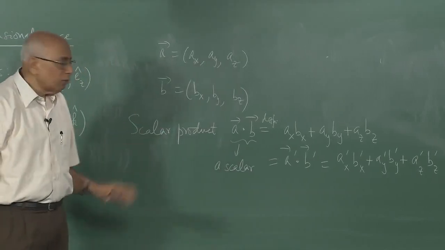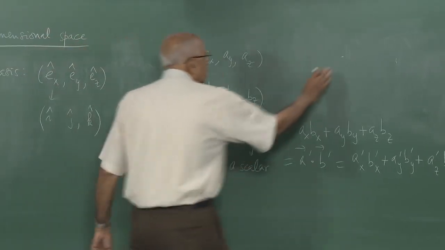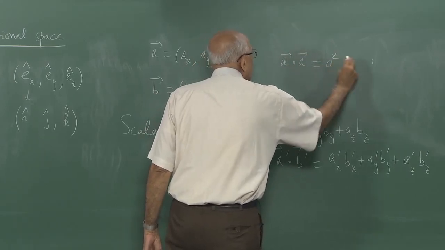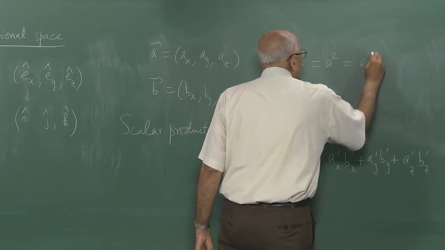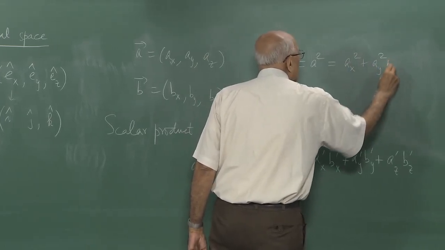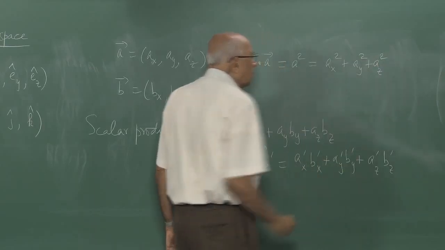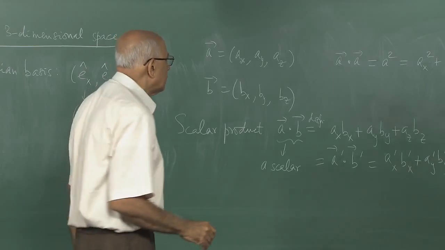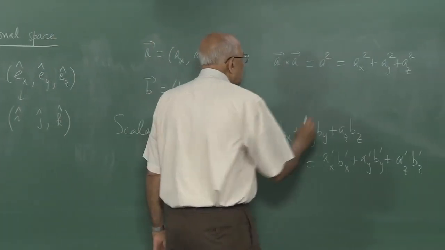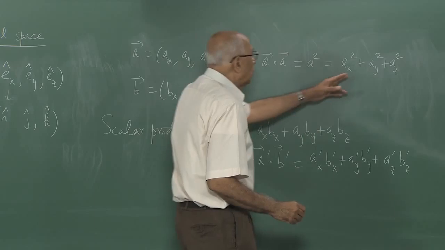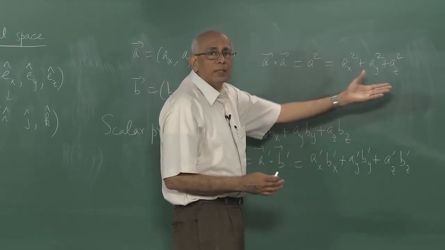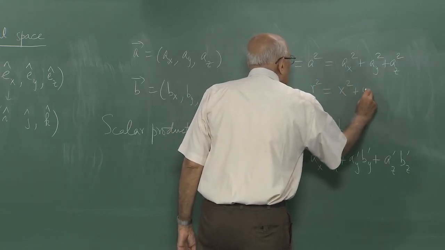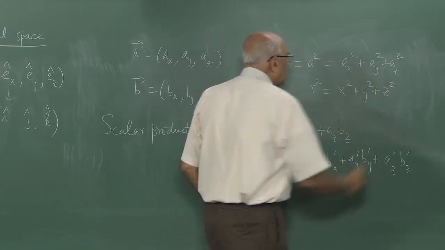In particular, if B is set equal to A, then this number A dot A for any vector is also written as A squared, and that is of course by definition Ax squared plus Ay squared plus Az squared, and that is a scalar. This quantity here, the square of the magnitude of a vector, is a scalar. Okay. A special case of that is when you have Ax is the same as x, Ay is the same as y, and so on, and then of course r squared is x squared plus y squared plus z squared, and that is a scalar.